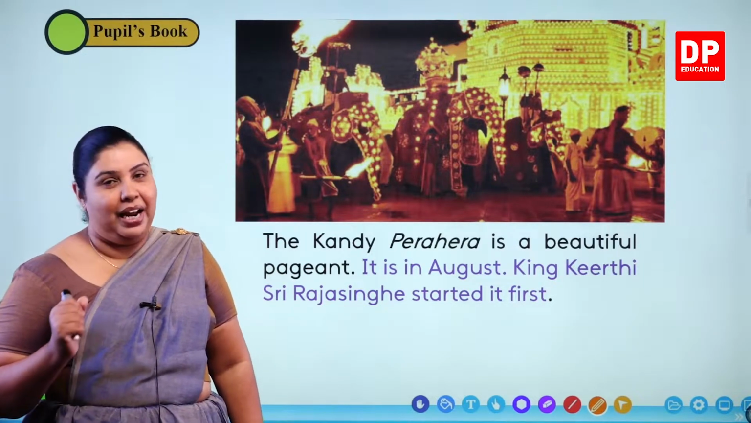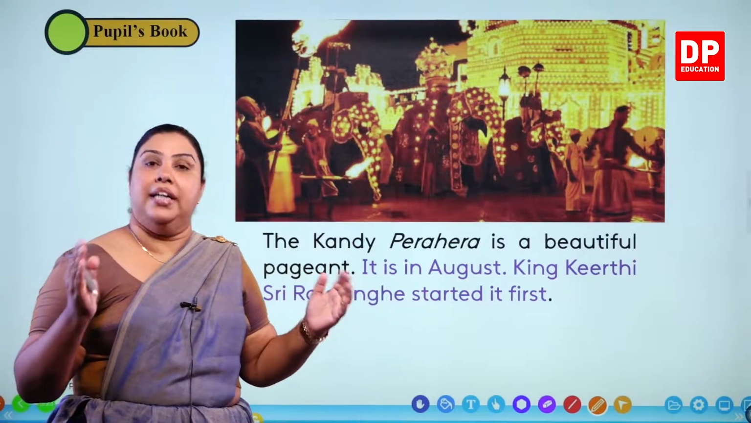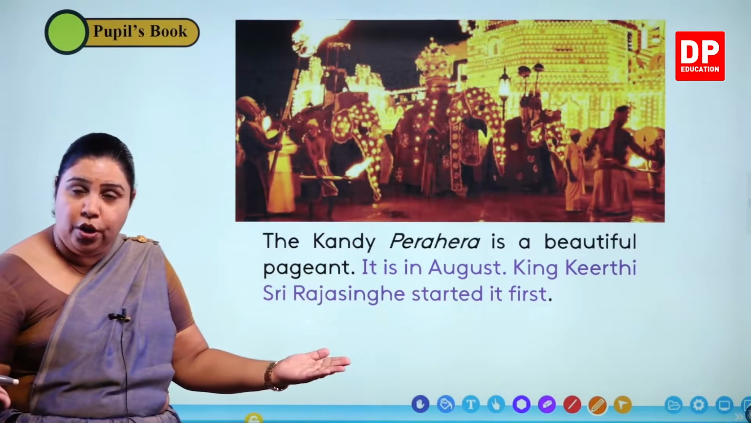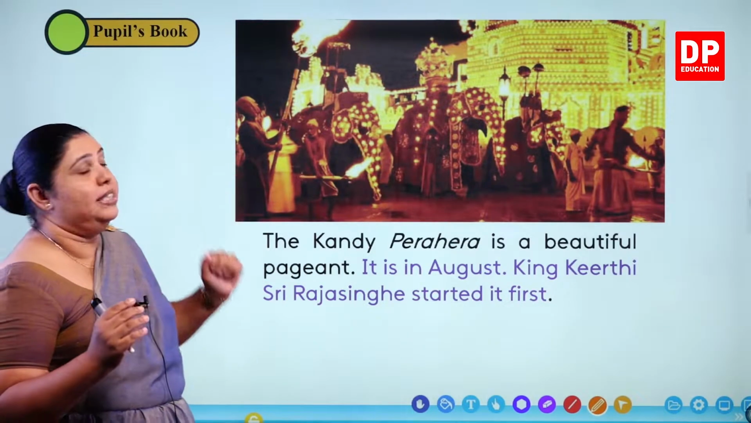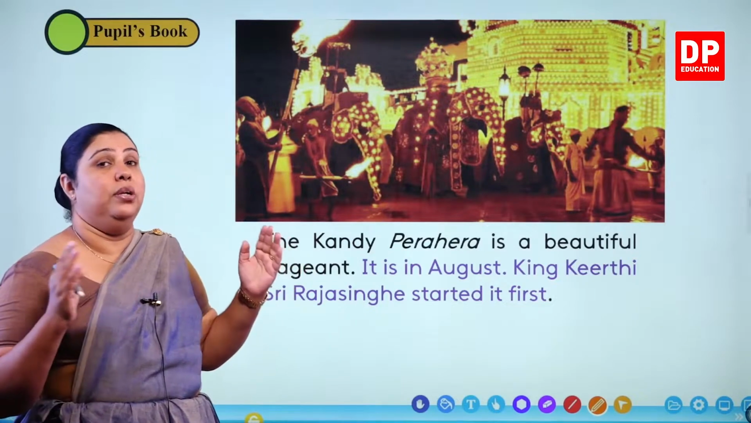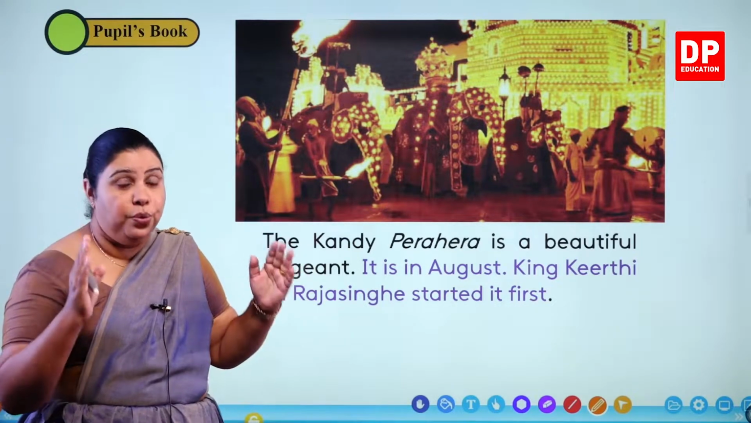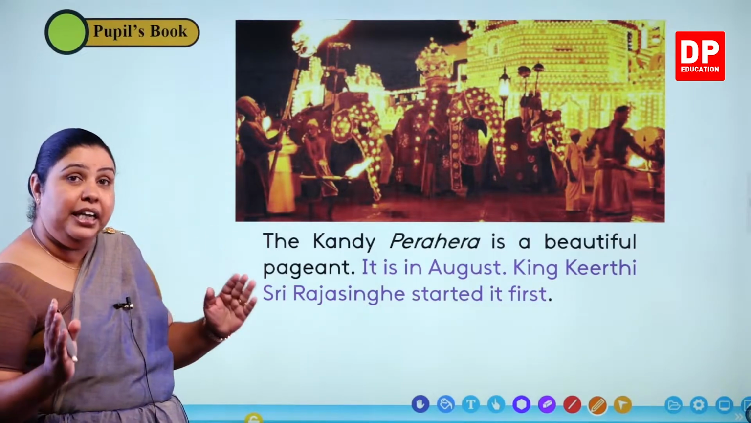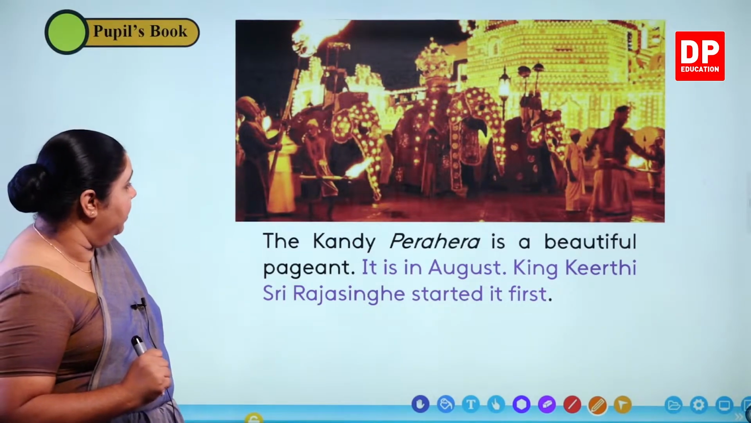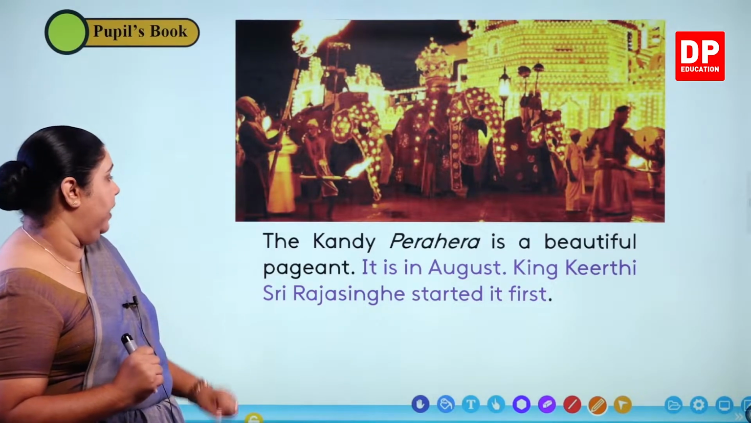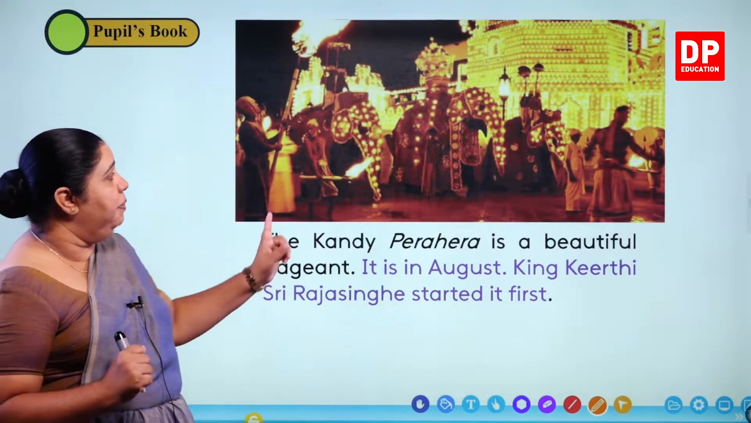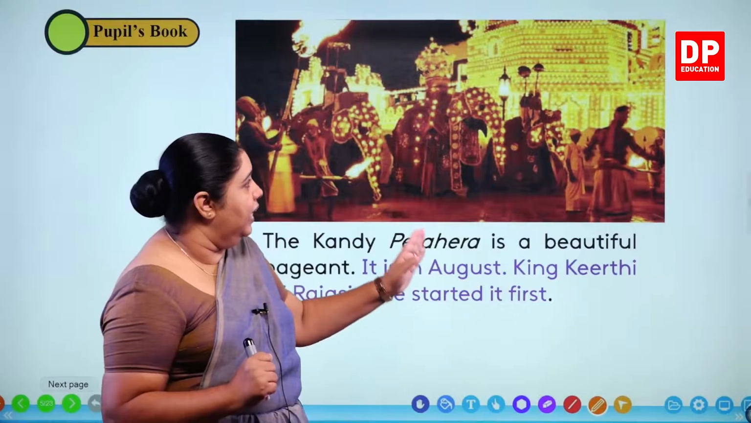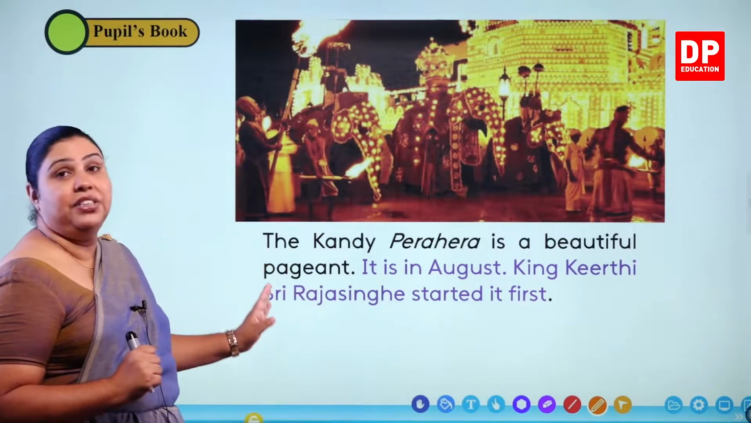Right. So now we are going to start our lesson. Open your pupils book. Turn to this page. Lesson is all about the Kandy Perahera and you have these paragraphs in your book. Right. So to begin our lesson, we are going to start reading the first paragraph. The Kandy Perahera is a beautiful pageant.